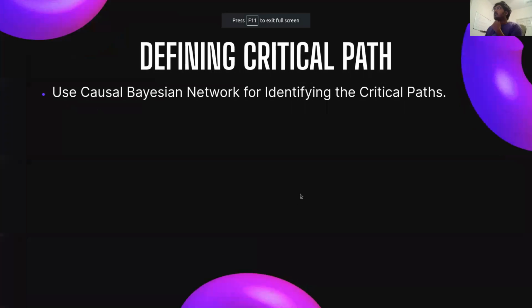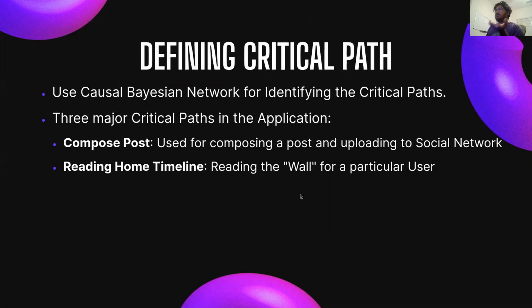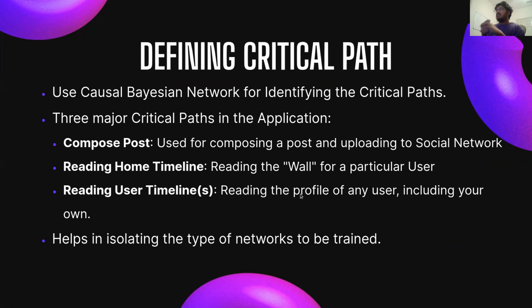So now, based on this, we define a critical path by using a causal Bayesian network and identifying these paths. And there are three major critical paths. One is compose post, then read home timeline, which is like reading the wall of a particular user, and read user timeline, which is basically a profile of any user, including your own. This helps in isolating the types of networks to be trained, which you will get to know in a couple more slides.